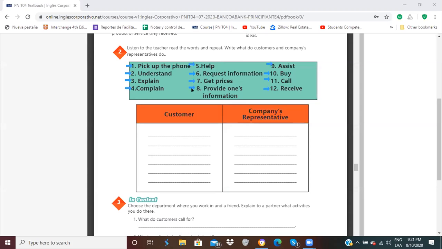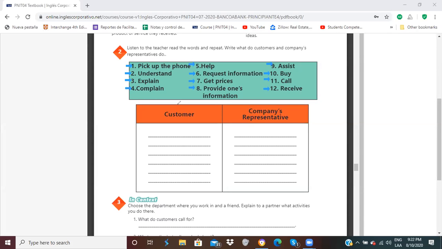Call. Assist. Provide one's information. Get prices. Request information. Help. Complain. Explain. Understand. Pick up the phone. Okay.